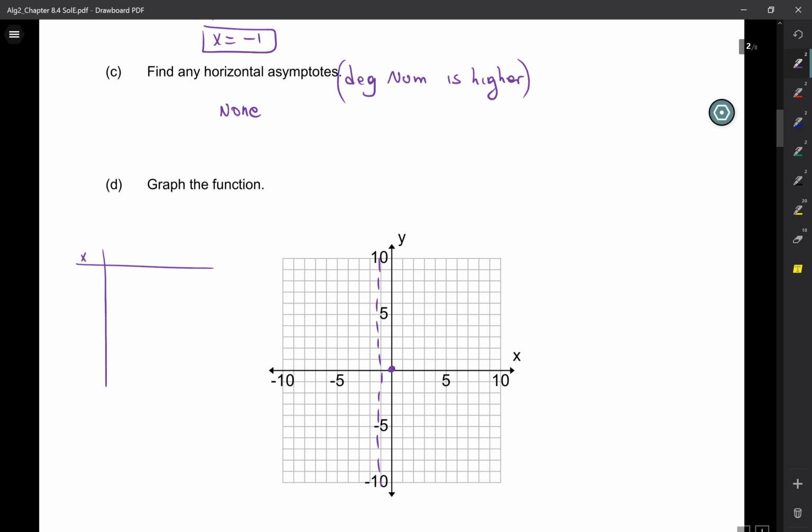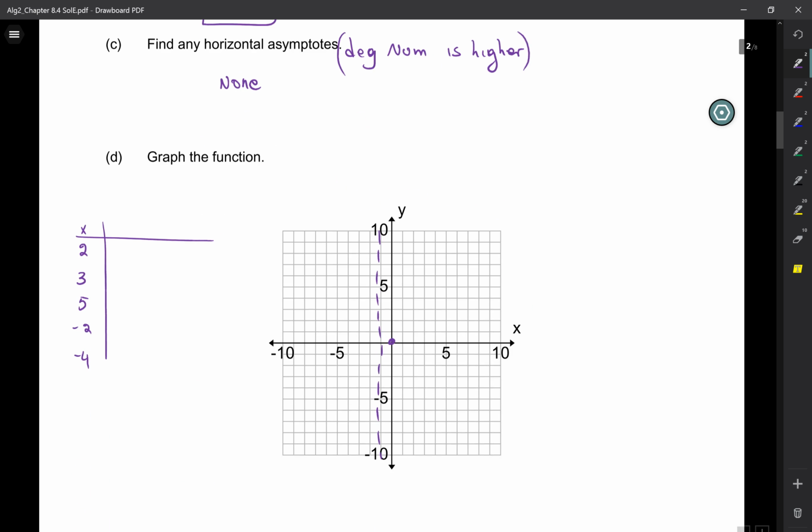Okay, so we're going to pick some points. We're going to pick x equals 2, 3, let's do 5. And let's do some on the other side of the asymptote. So negative 2, negative 4 maybe, okay? My function is x cubed over x plus 1. Okay, so you're going to help me out with this.